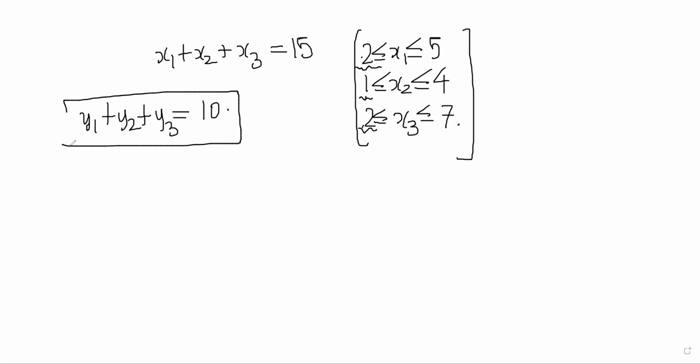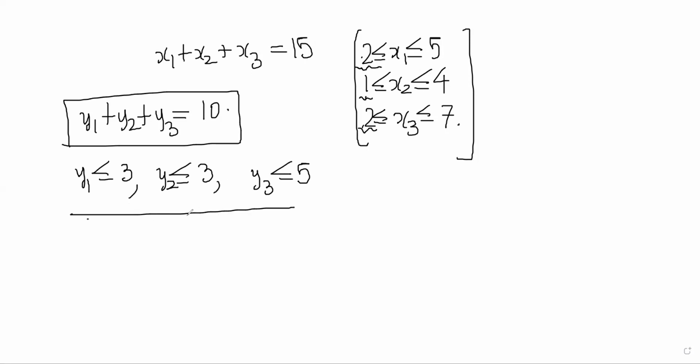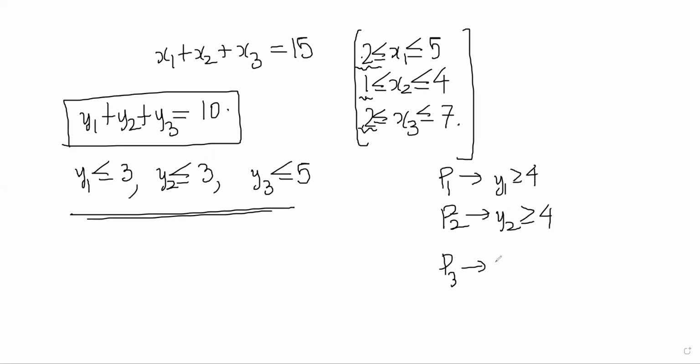And the number of solutions of this we have to find under the restriction y1 should be less than 3, y2 should be less than 3 and y3 should be less than 5, right? These are the restrictions now, the new question. Now we'll define three properties. P1 would be y1 greater than or equal to 4. P2 would be y2 greater than or equal to 4. P3 would be y3 greater than or equal to 6, right?